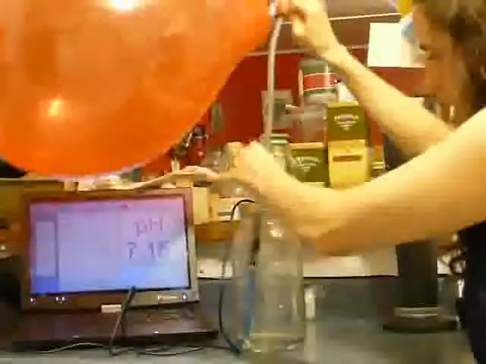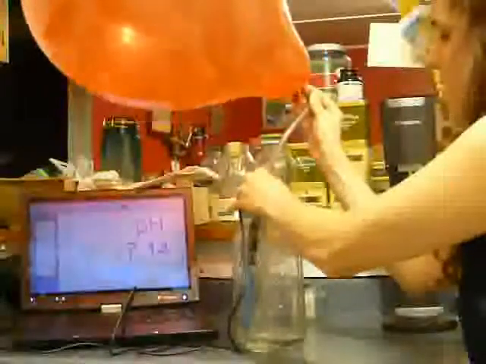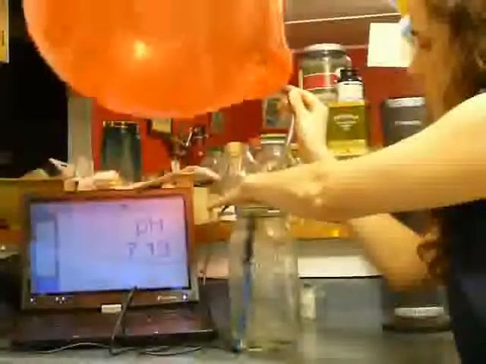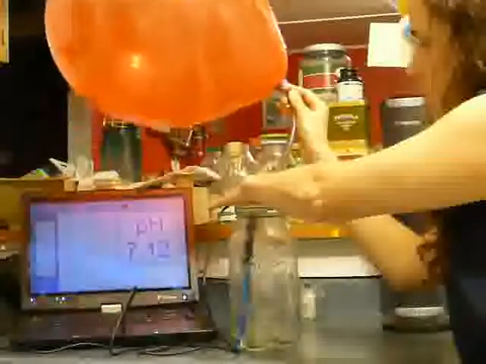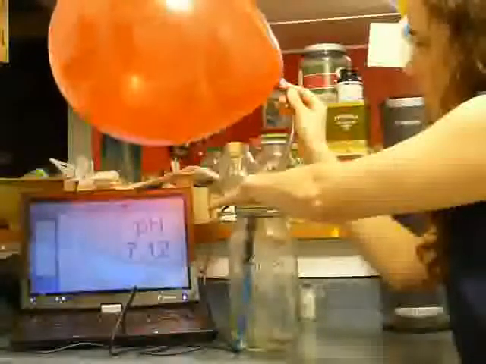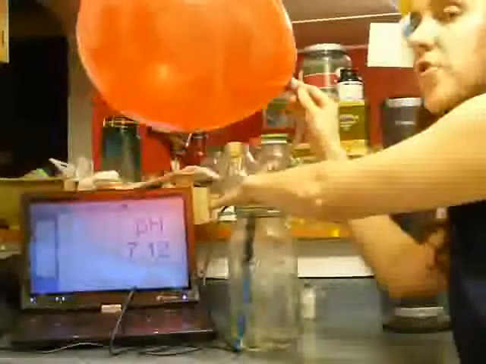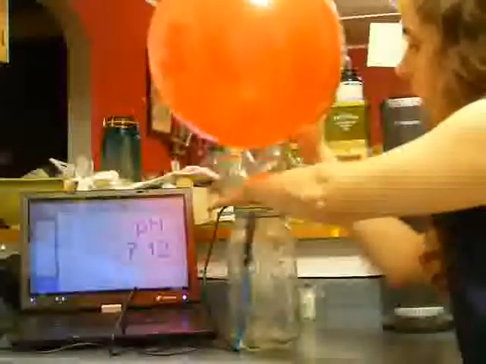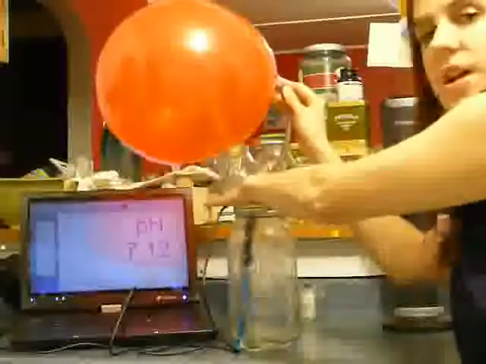Okay, let's pinch it off so we don't lose any of that. Snake it in, and let's go again. Now it's interesting to note that while the pH is getting slightly lower, we are not technically acidic yet. It is still above 7, which is neutral. So even though we are becoming more acidic, it is not creating an acid.